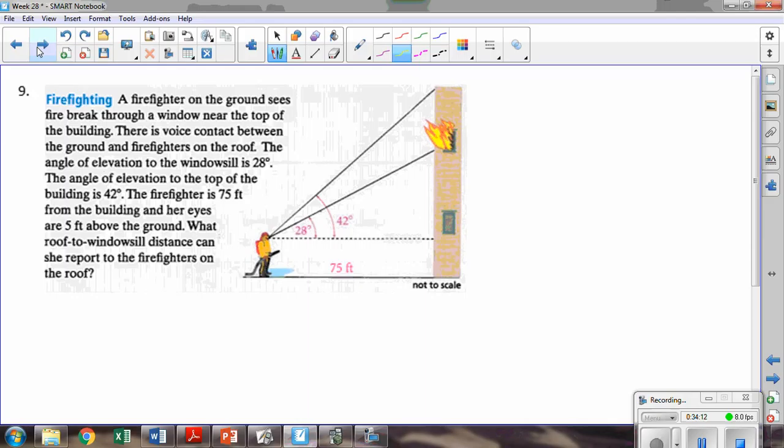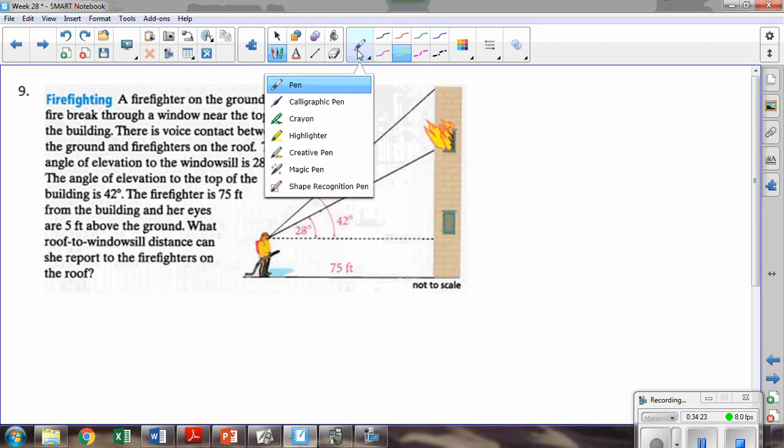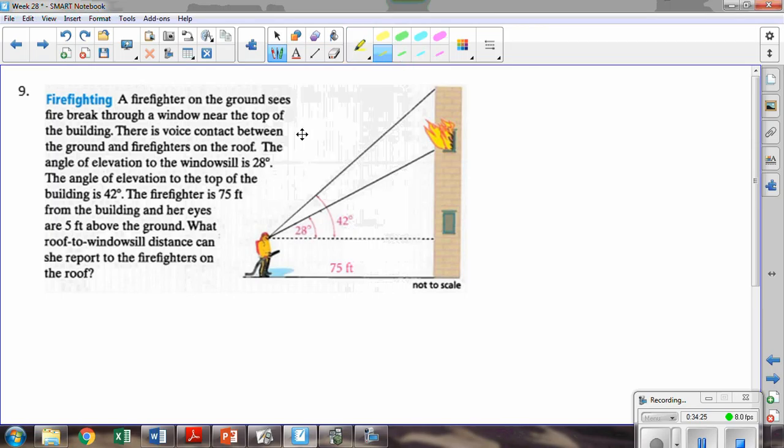And here's our last problem. We'll start looking at the pieces. A firefighter on the ground sees a fire break through a window near the top of the building. We're going to start running through the pieces and note the angle of elevation to the windowsill is 28 degrees. That is simply telling us this is a 28-degree angle.